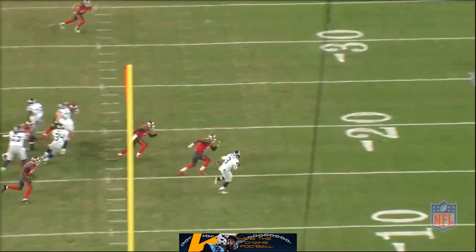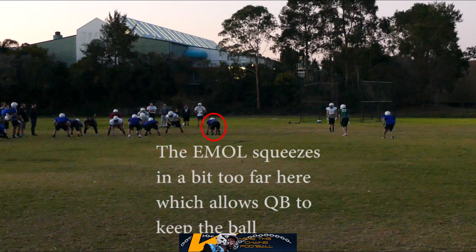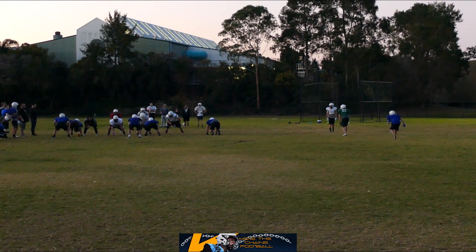We used to run the read option a lot on my own team, and our defense would use this squeeze and pop technique to try and confuse the quarterback into making the wrong read.